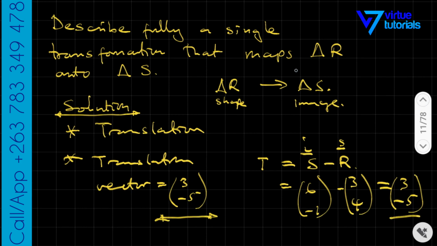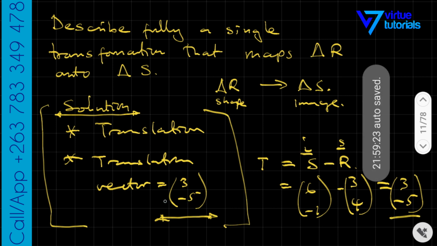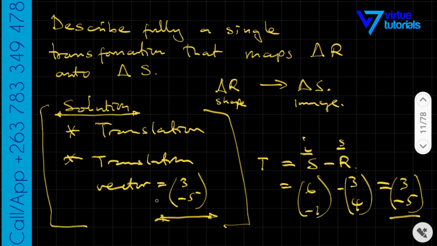So describe fully a single transformation that maps triangle R onto triangle S. All you have to write is a translation, and the translation vector is 3, minus 5. If you write exactly this, you will get your 2 marks. Usually translation questions are 2 marks.